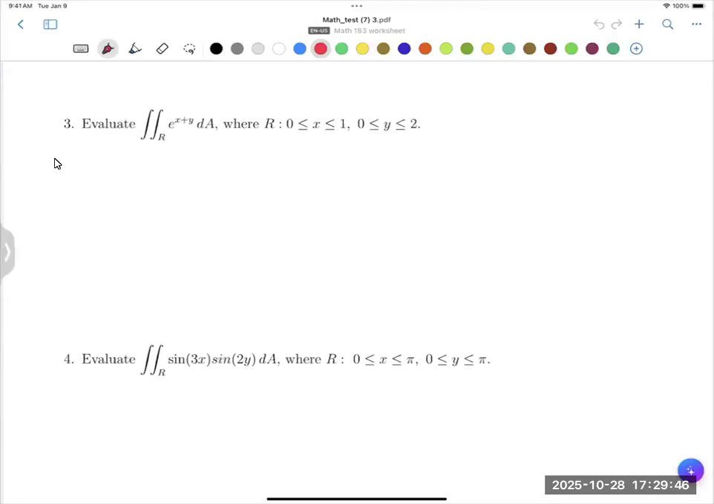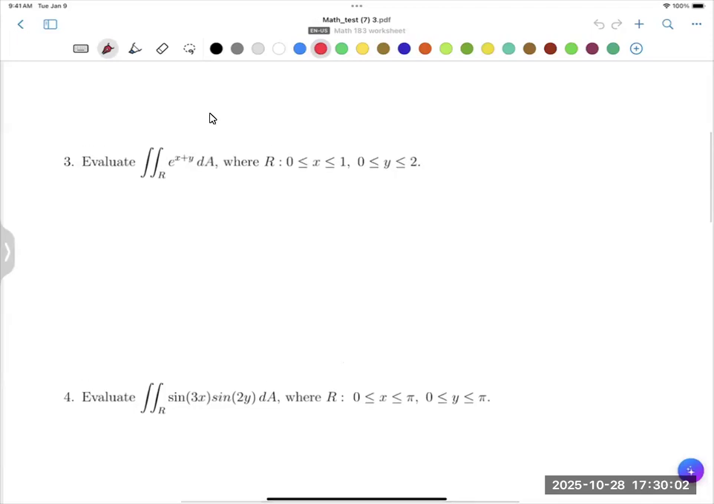Okay, so now let's take a look at number 3. How do we evaluate the double integral of e to the power x plus y when x is between 0 and 1 and y is between 0 and 2? When you see this expression, e to the power x plus y, it's better to rewrite it using the exponential rule. So e to the power x plus y can be written as e to the power x times e to the power y.